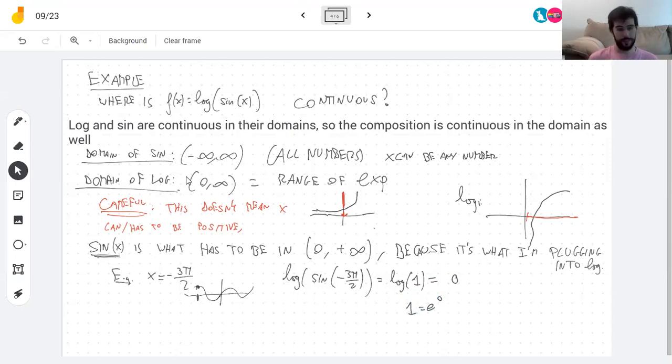So this number is in the domain, even though it's negative, because its sine is positive. And if we take a positive number with negative sine, or maybe x equals pi, which is positive, it's not going to be in the domain, because log of sine of pi, pi is over here, sine of pi is 0, and log of 0 does not exist. So there are negative numbers in the domain, and there are positive numbers not in the domain. The domain consists of the numbers whose sine is positive.